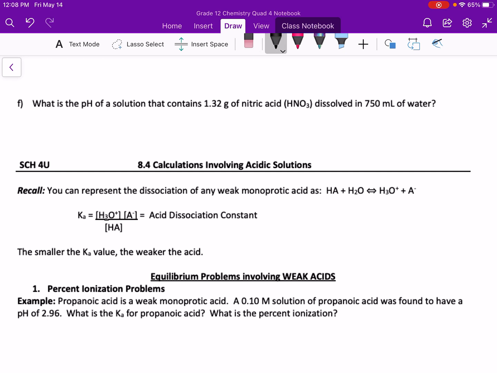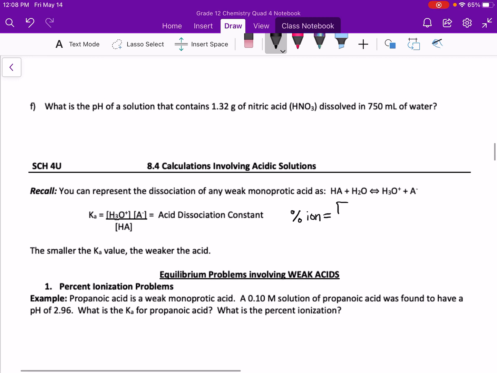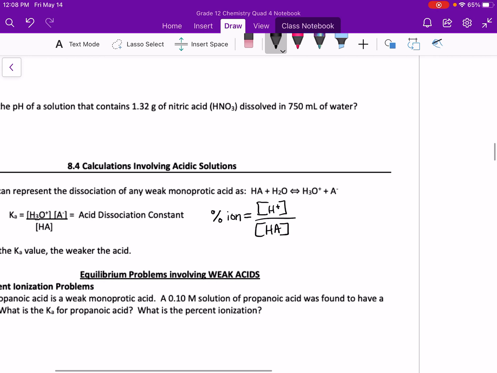Let's start with defining what percent ionization is. We're going to find how much my acid is going to ionize when I put it into water. So my percent ionization is equal to how much hydrogen ions I will make divided by my initial concentration of my acid, HA represents any acid, times 100%.